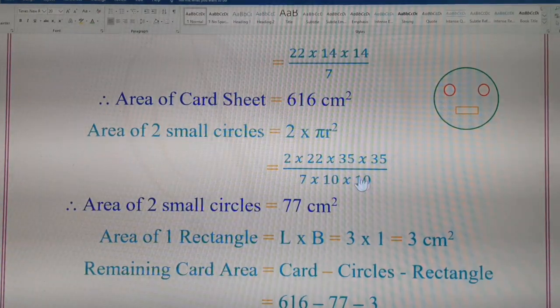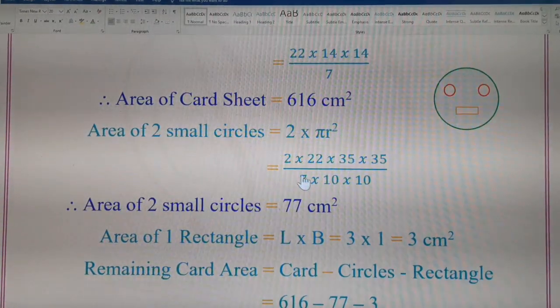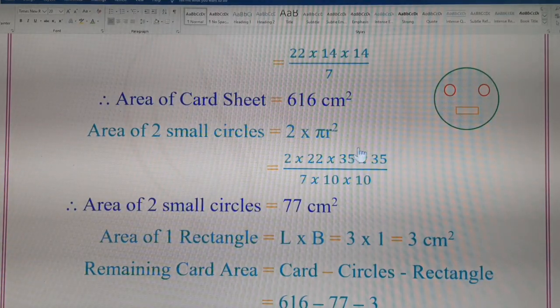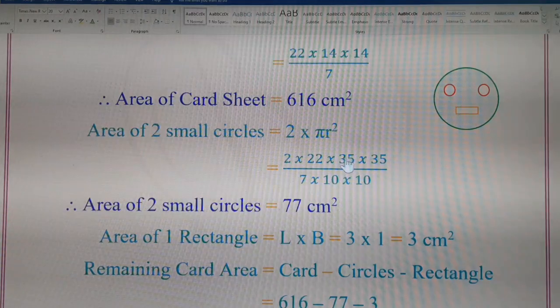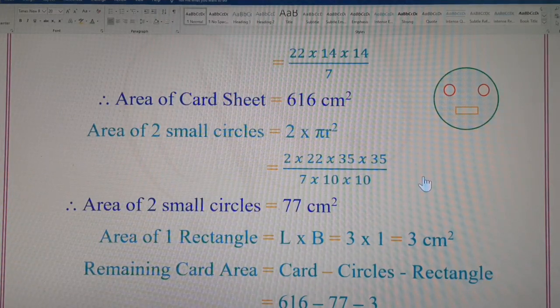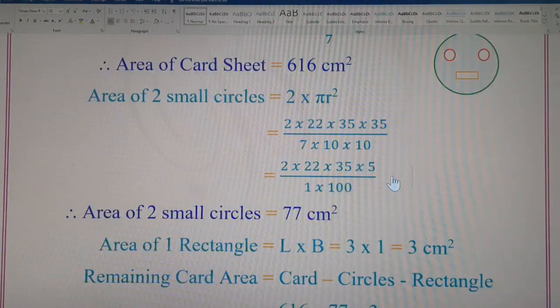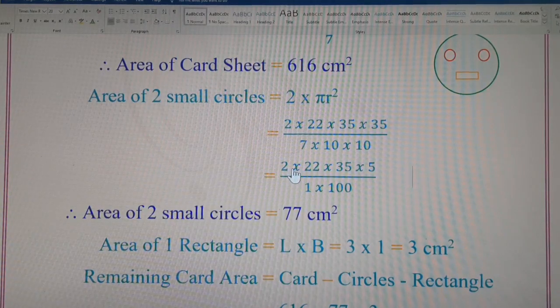Now we'll cancel and calculate the final answer. 7 ones are 7, 7 fives are 35. So 7 is cancelled, 1 is written, 35 is cancelled, and 5 is written. And the rest of the numbers we keep as it is. 10 into 10, the denominator will be 100. In the next step, our answer will be 2 into 22 into 35 into 5 upon 1 into 100. 10 tens are 100, we'll write in the denominator.